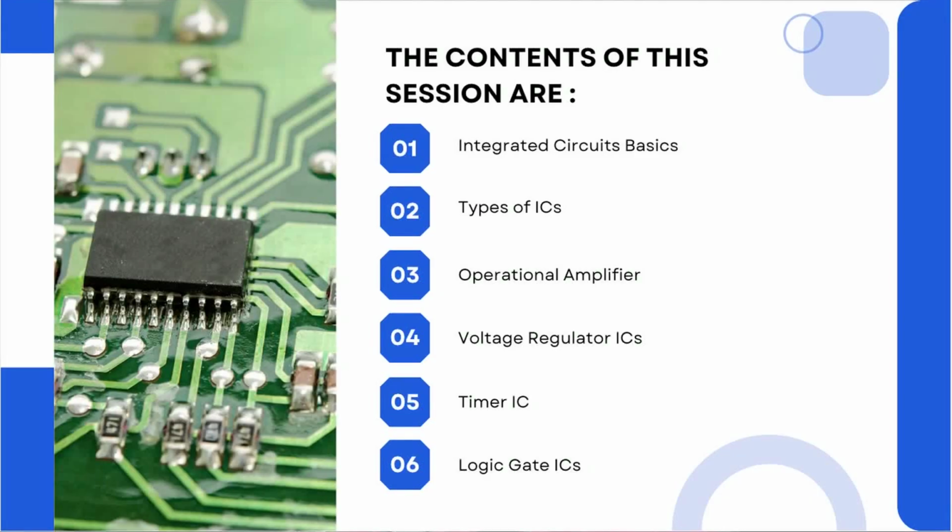In the previous lecture, we have discussed transistors and their applications. In this lecture, we will focus on the basics of integrated circuits, then the types of integrated circuits. In case of analog integrated circuits, we will learn about operational amplifiers, then applications of the operational amplifier, or in short, op-amp. Then we shall learn about the voltage regulator IC, after that the timer IC, and in the last we will discuss the logic gate integrated circuits.